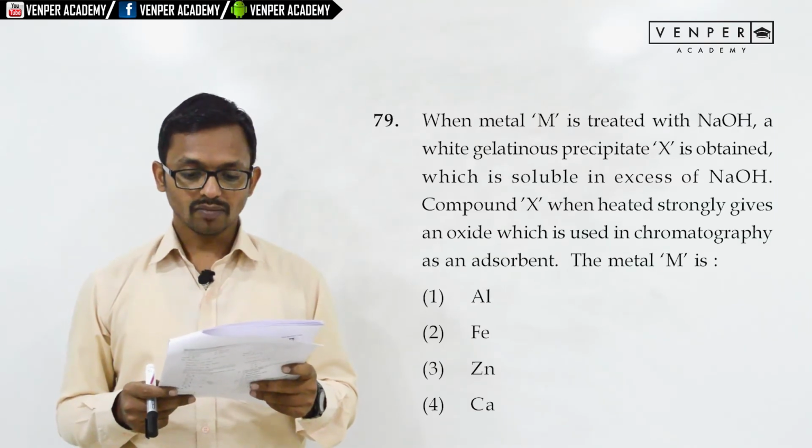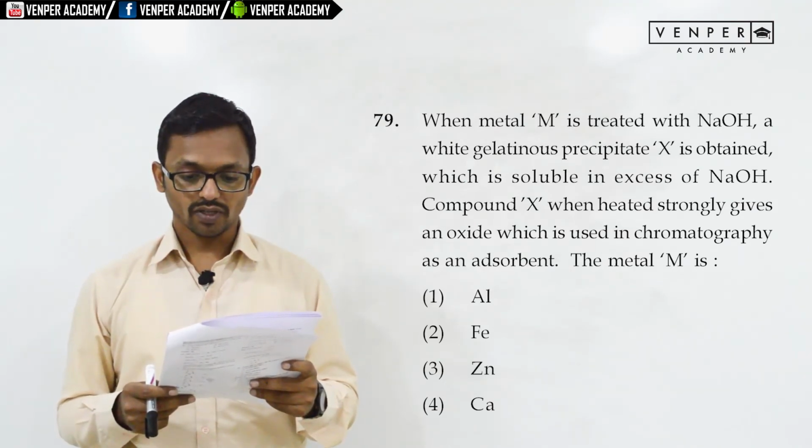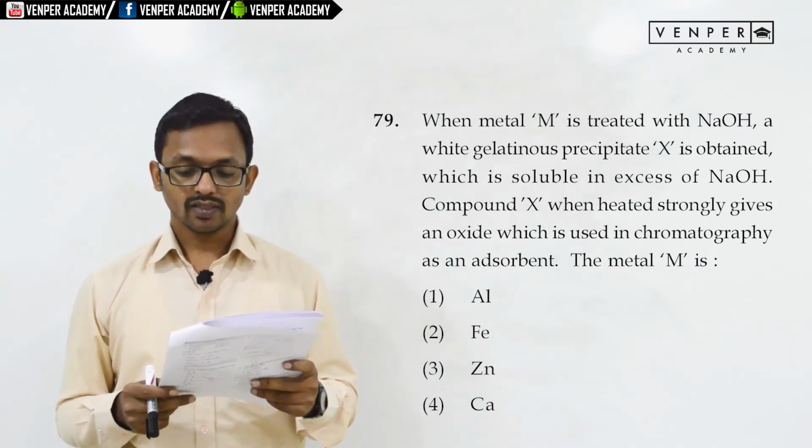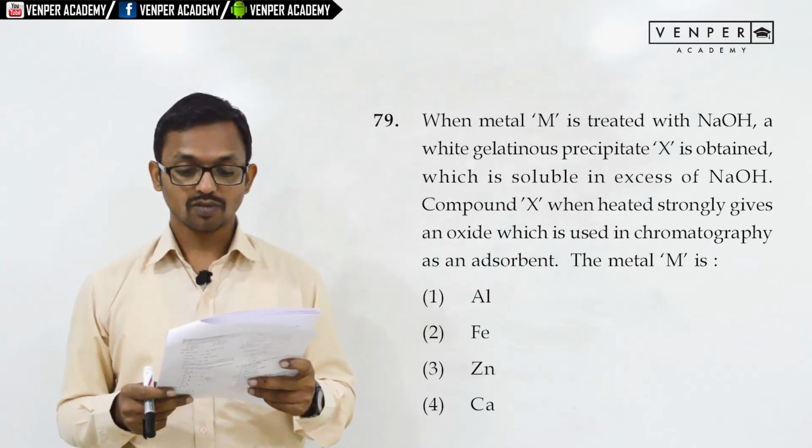Question number 79. When metal M is treated with sodium hydroxide, a white gelatinous precipitate X is obtained, which is soluble in excess of NaOH. Compound X, when heated strongly, gives an oxide which is used in chromatography as an adsorbent.